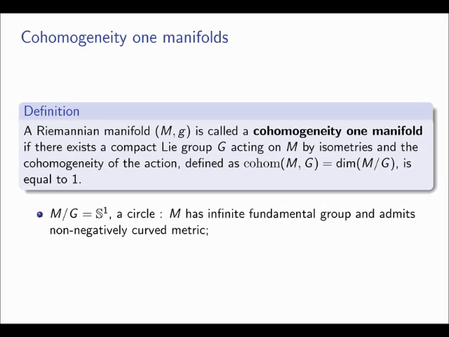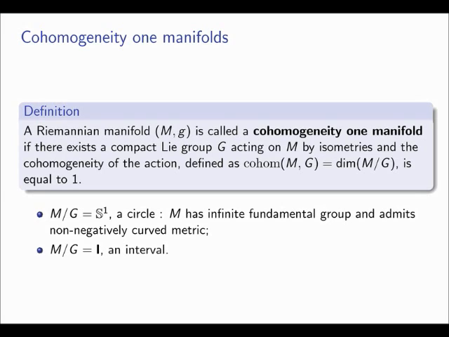If you are in this case, then M has an infinite fundamental group, and also has a non-negatively curved metric. And you see the fundamental group is infinite, so this means there's no chance for a positively curved metric, because by Myers' theorem, we know that a positively curved manifold has finite fundamental group. So this case is not quite interesting.